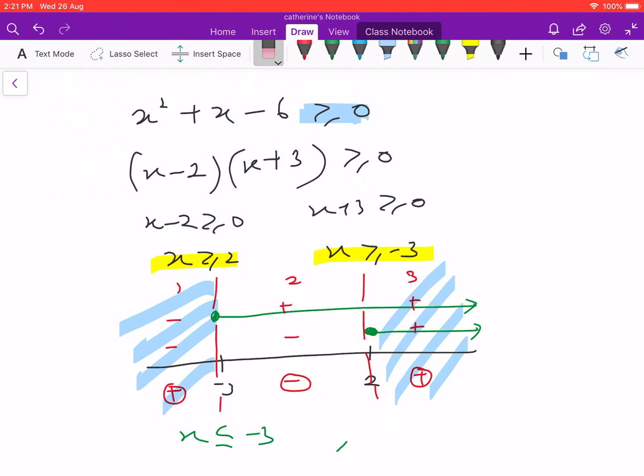So the answer here should be x more than or equal to 2, or x less than or equal to negative 3. Alright, I hope this video helps you to recall a little bit on solving quadratic inequalities.